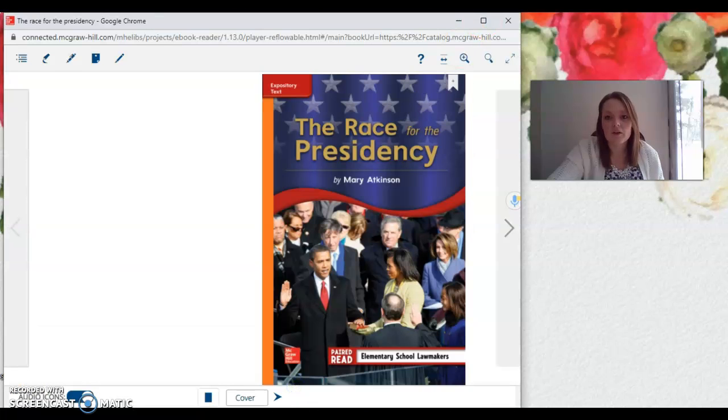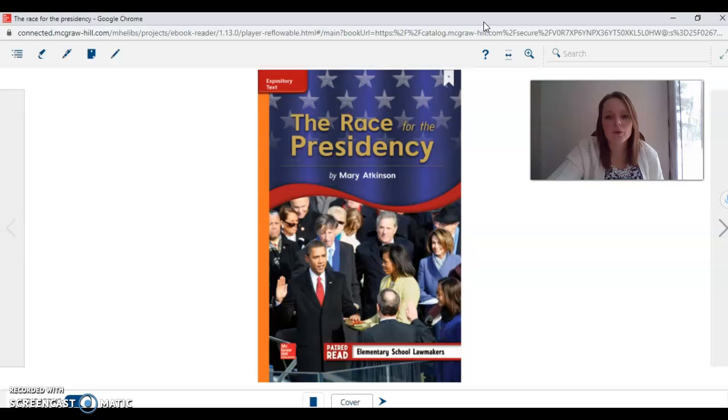This is why I was going to read this book to you called The Race for Presidency by Mary Atkinson. And this is our former president, Barack Obama, and his wife Michelle Obama, and this is at his inauguration when he was being confirmed to the United States that he was going to be president.